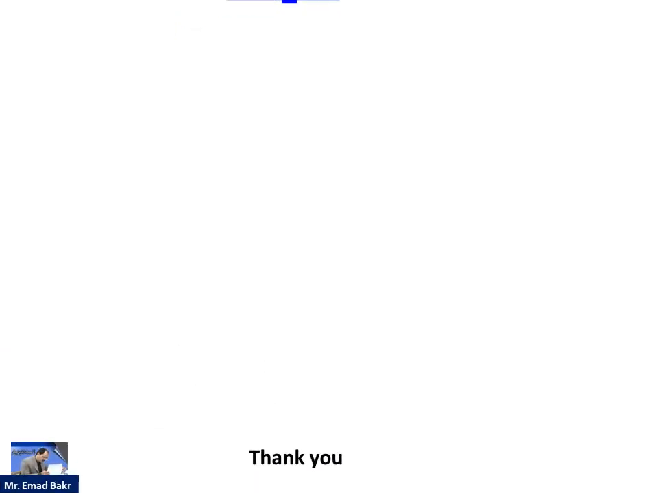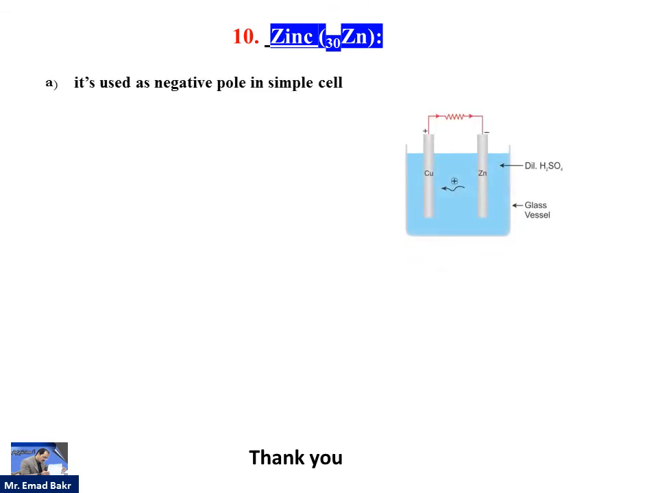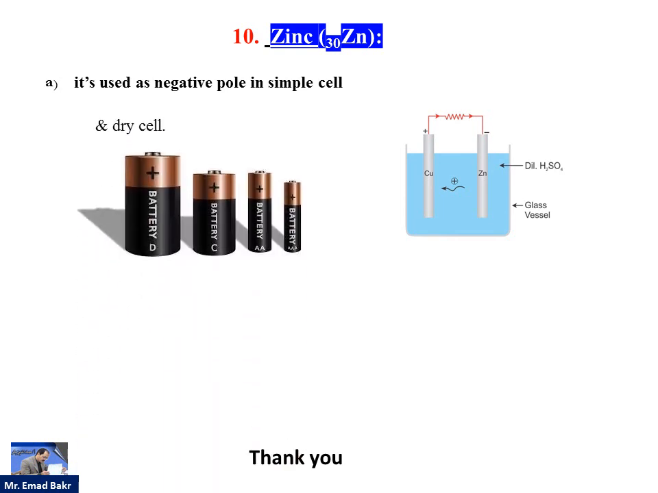The last element is zinc. It's used as a negative pole in a simple cell. This figure shows a simple cell. This is the copper pole, and the zinc pole put in a dilute acid. This is called a simple cell, which gives electricity, the simplest form of cells.